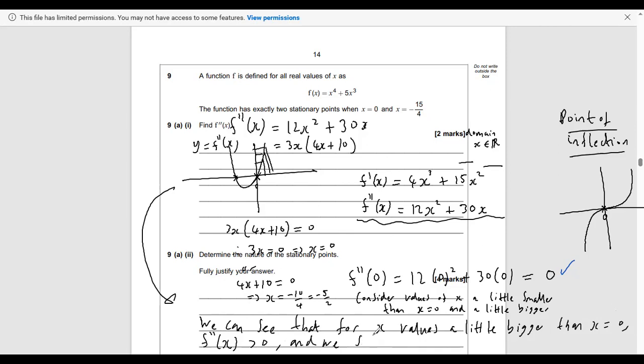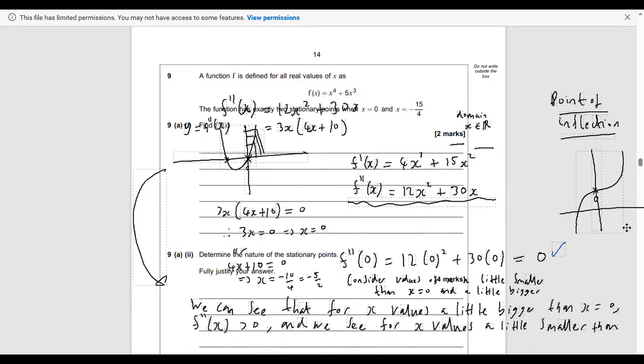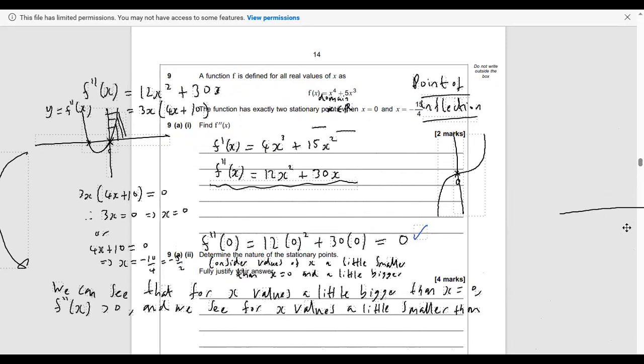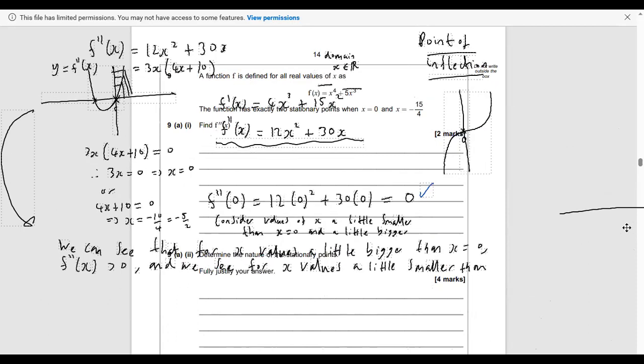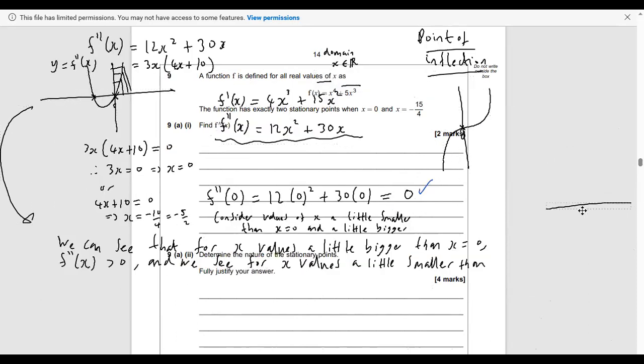And we can also see, sorry, let me write this again. So we see for x values, I'm going to run out of room again, but let me just try and fit in as much as I can. So for x values a little smaller than, now let me try and move my writing up. Let's try here. Okay, right. Now if I just move the graph there, we can see for x values a little smaller than x equals 0, that f''(x) is negative.